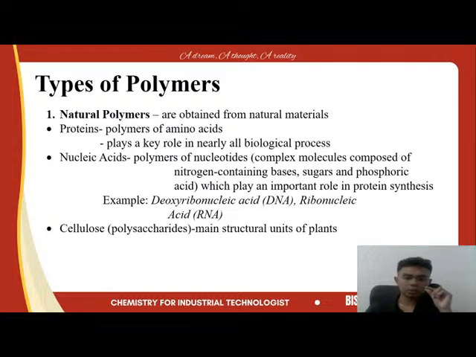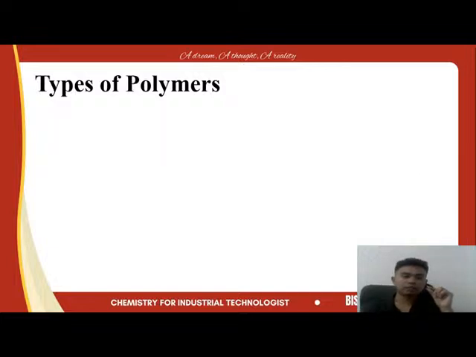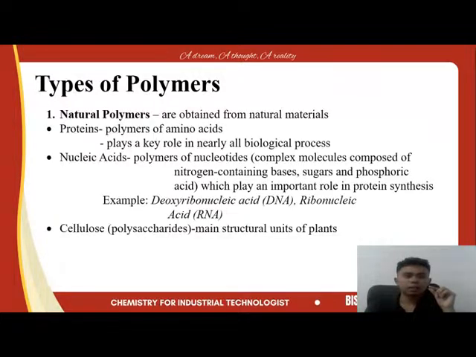We have other natural polymers as well, aside from cellulose. We have rubber, silk, wool, and cotton. Those were other examples of natural polymers. Aside from proteins, nucleic acid, and cellulose, we also have rubber, silk, wool, and cotton.